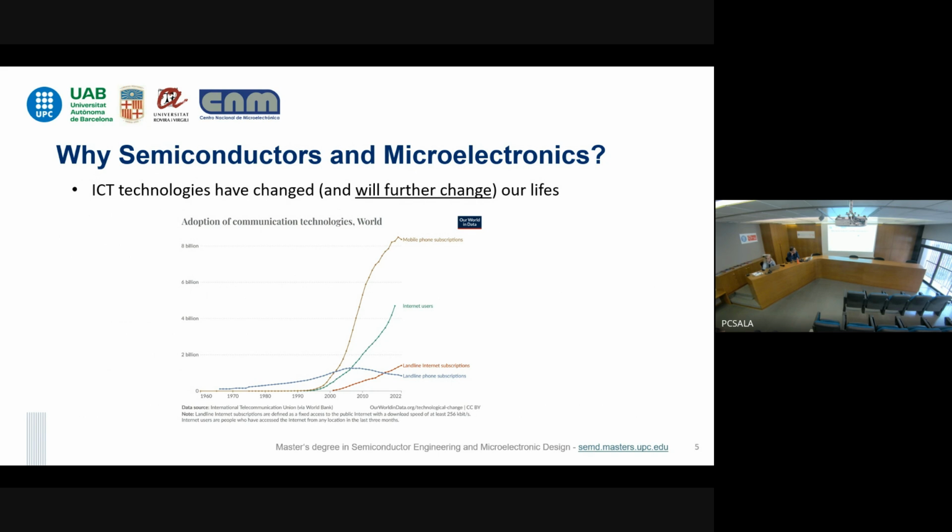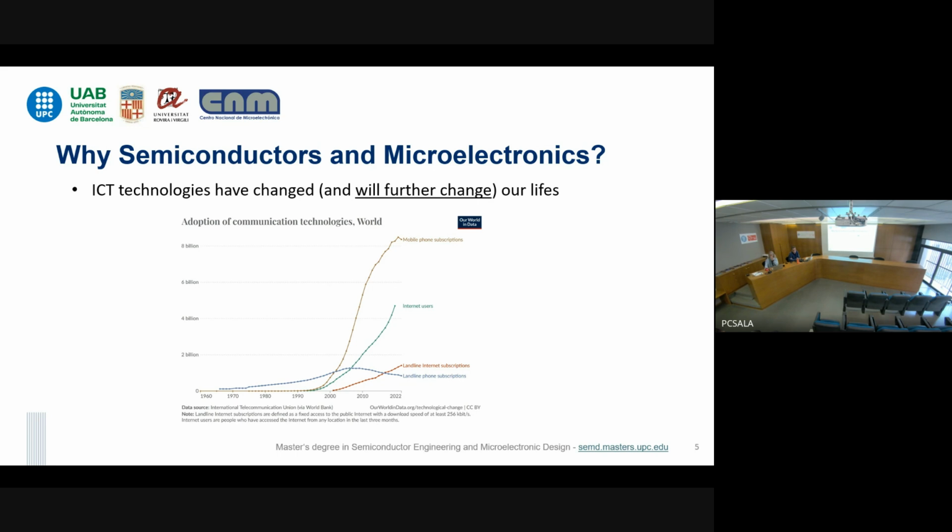First, an obvious observation: ICT technologies, information and communication technologies, have changed our lives. Just ask your parents. In the last 20 years, we have had a revolution. The Internet has appeared, mobile phones have appeared. They didn't exist like 20 years ago. Now we cannot live without them. Here you have a plot of how the number of mobile and internet subscriptions has grown dramatically over the last years.